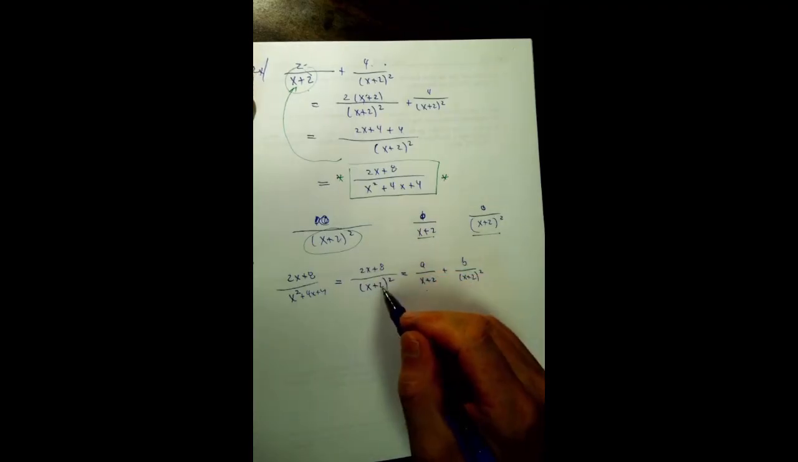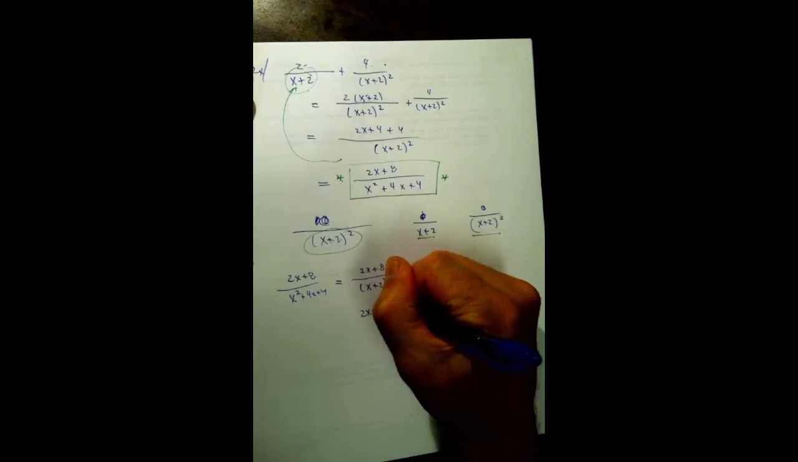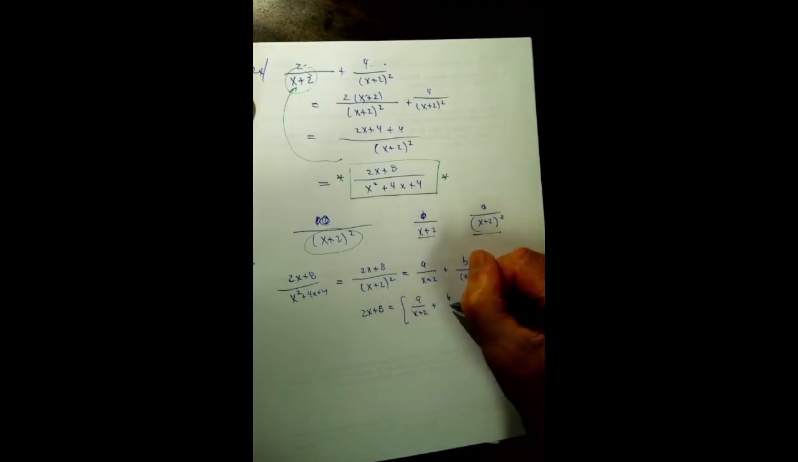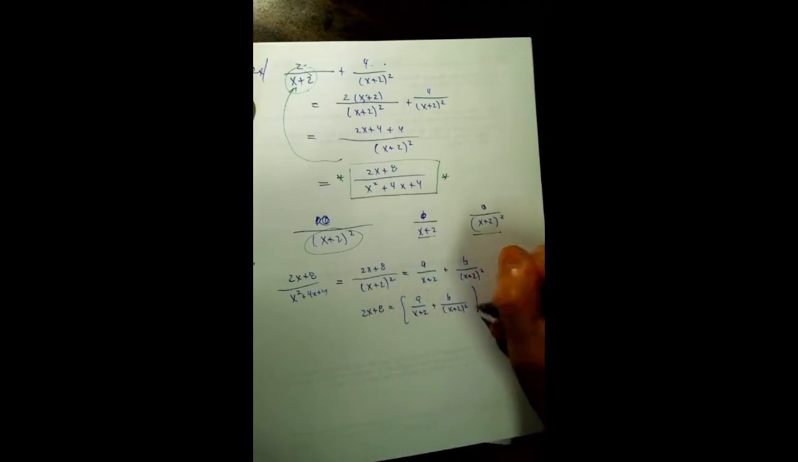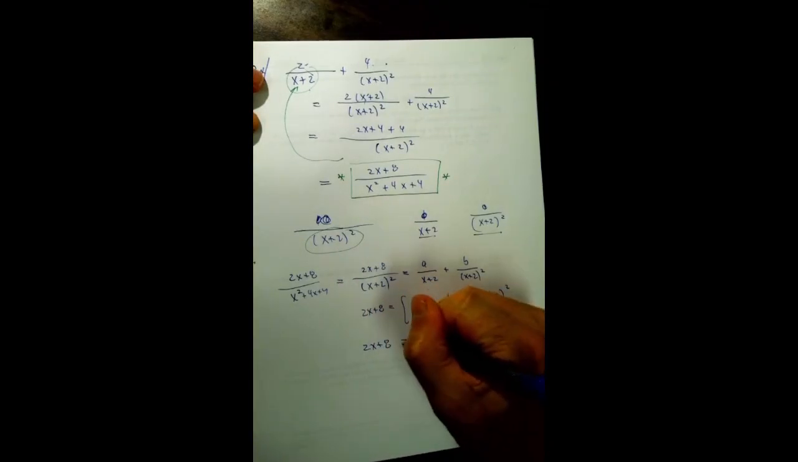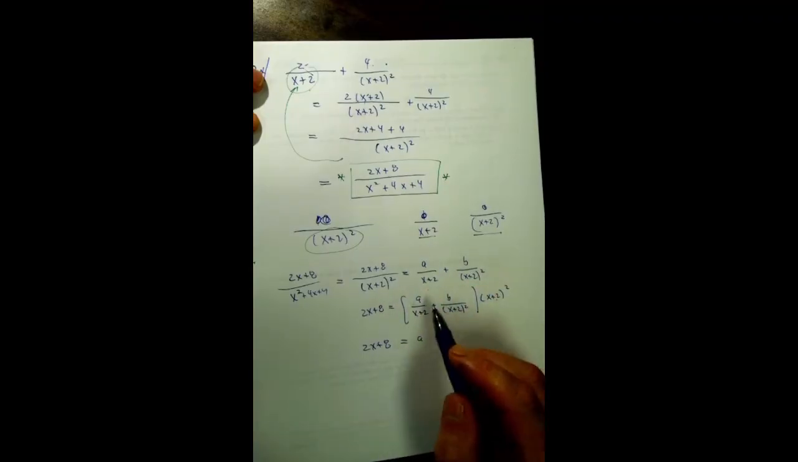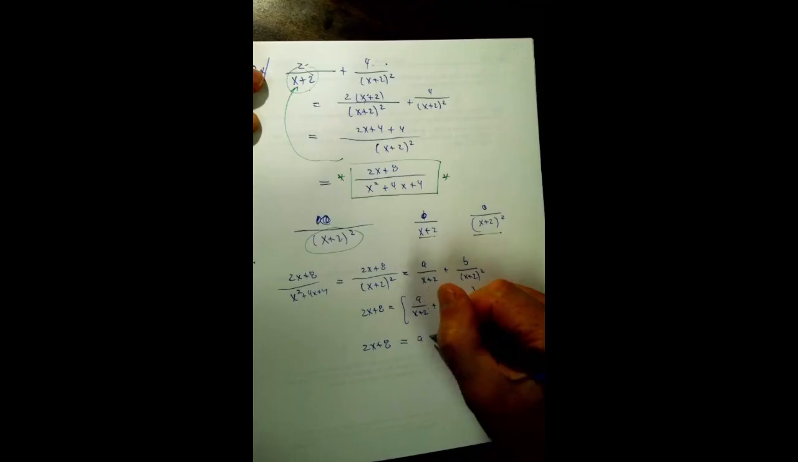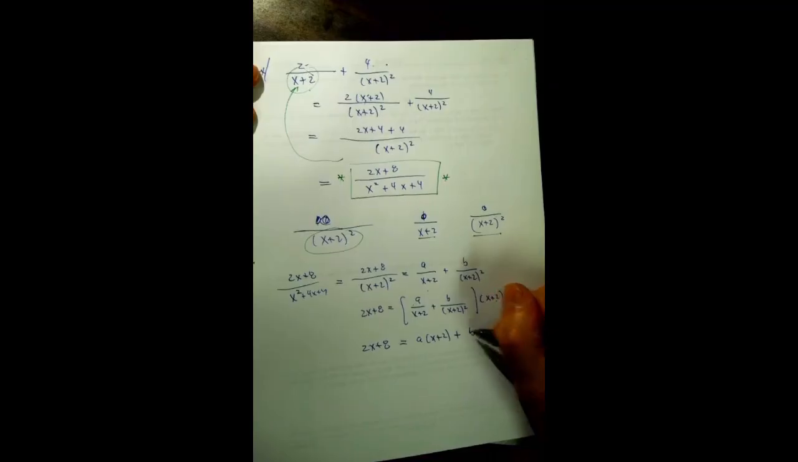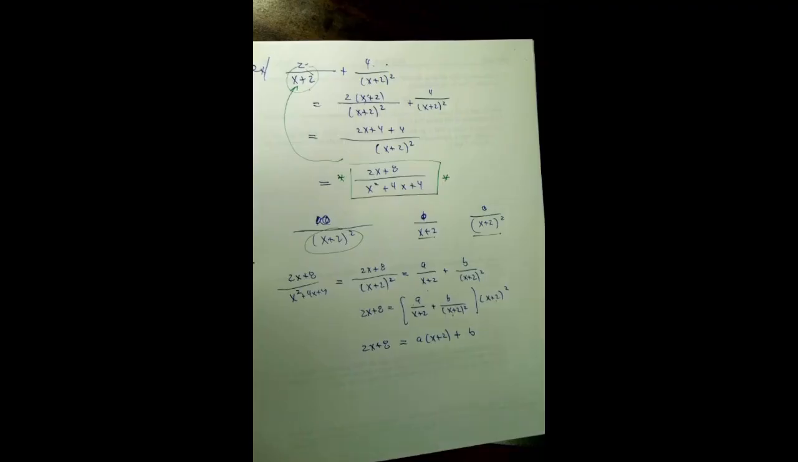Now when I multiply both sides by x plus 2 quantity squared, I'm going to get 2x plus 8 is equal to a over x plus 2 plus b over x plus 2 quantity squared. But then I have to multiply by the denominator. So when I multiply all that out, a over x plus 2 times x plus 2 squared, one of the x plus 2 is going to survive, but then I'm going to get b over x plus 2 squared times x plus 2 squared, so that just leaves b by itself.